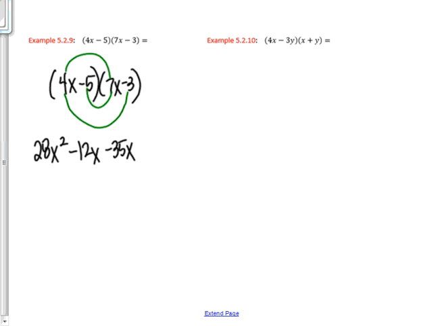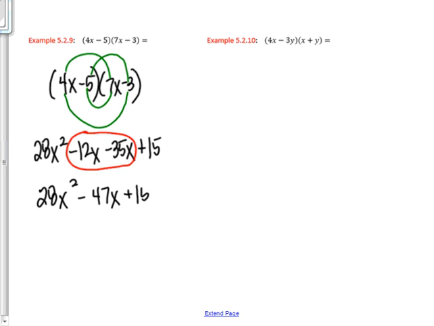And last two, be careful with your signs. I've got a negative 5 times a negative 3, or a negative 15. Positive 15. I just said be careful with your signs, and look at me. All right, so middle two can go together. So a negative 12 and a negative 35. Here we go. It's going to give me a negative 47x plus 15. All right, and then our last FOIL, well, no, there's some more coming up.